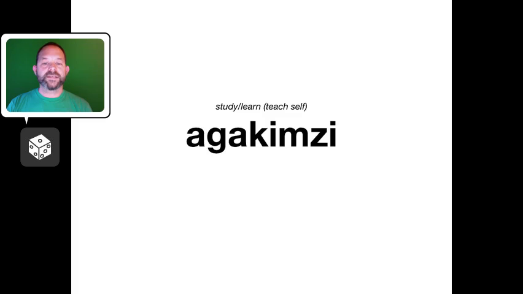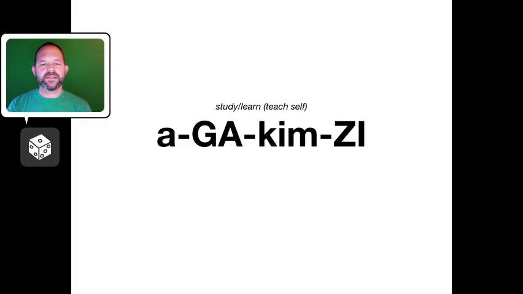Next, we have a four-syllable word, study, learn, or literally teach yourself. Self is Z at the end. Aga kimzi. I'm going to break it up into two here. It's a nice trick. We're going to say aga kimzi. Or we could break it up by syllable. We have all four. Aga rises, kimzi.